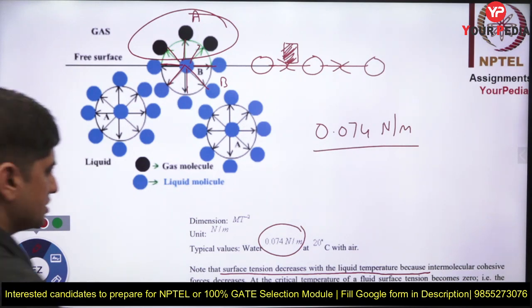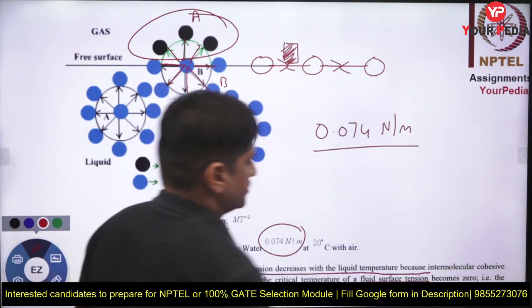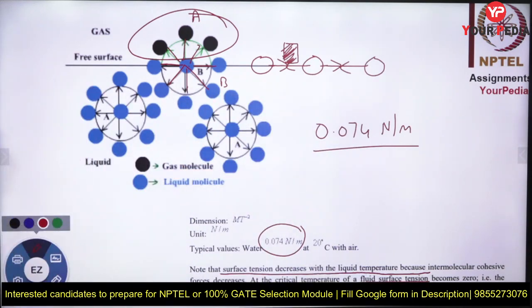Another very important point is that at the critical temperature of the fluid, surface tension becomes 0. What is the surface tension at critical temperature? It becomes 0 because boundaries between the fluids will vanish.